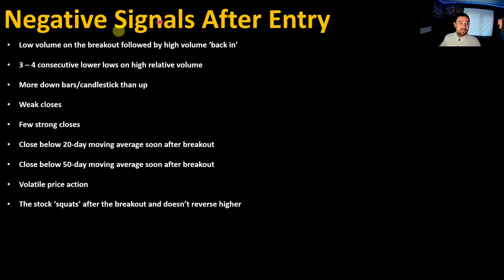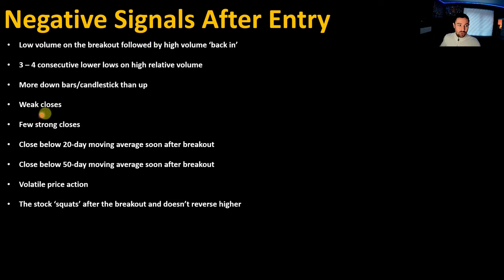Negative signals after an entry: low volume on the breakout followed by high volume back in, so it goes on low volume and then just pulls back down, a kind of fake-out breakout. Three to four consecutive lower lows on high relative volume, more down bars and candlesticks than up. You can use bars, you can use candlesticks, whatever you want to use. And again, whatever visually works best for you to identify the VCPs, use that. If you do that better with bars, use bars. If you do that better with candlesticks, use candlesticks.